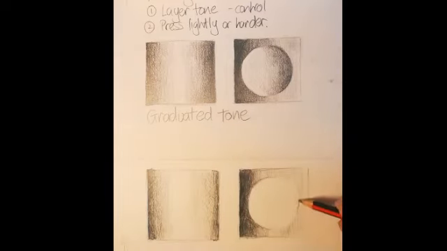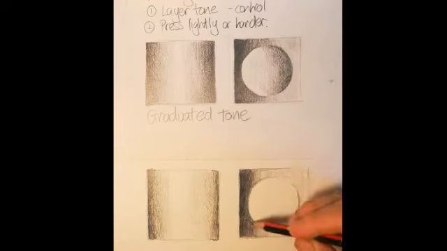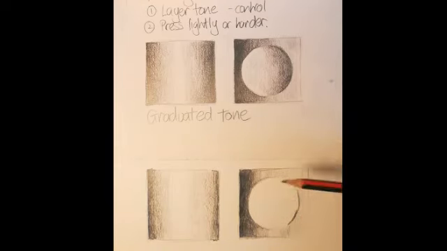This time, this side of the circle needs to be really dark, and the other side needs to be really, really light. So I'm going to start on the light side, gently. And as I draw my pencil back towards the dark side, I'm just going to press a bit harder.